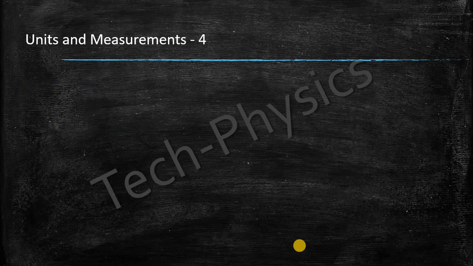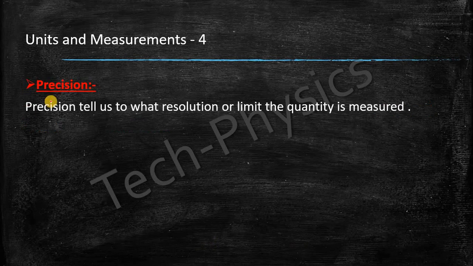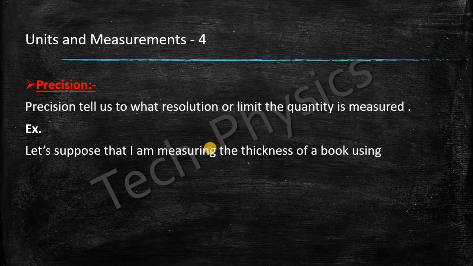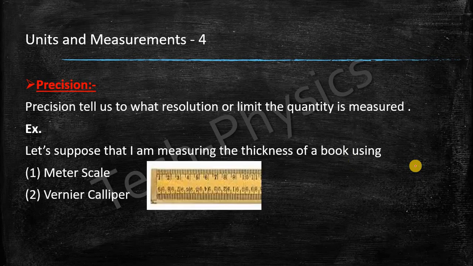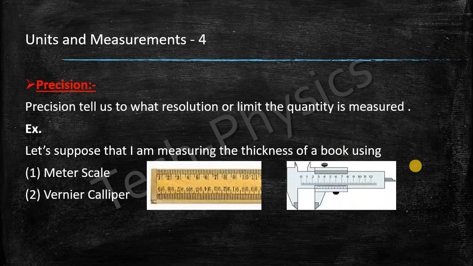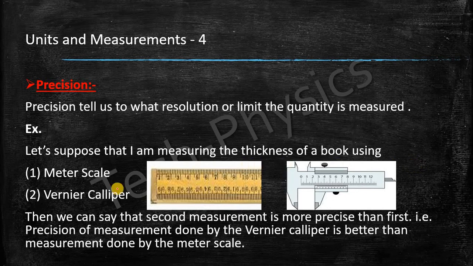So let us go to the new one, that is precision. Precision tells us to what resolution or limit the quantity is measured. So for that, let us take an example. Let's suppose that I am measuring the thickness of a book using meter scale and vernier caliper. So after that, we can say that second measurement is more precise than first one. That is, precision of measurement done by the vernier caliper is better than the measurement done by the meter scale.